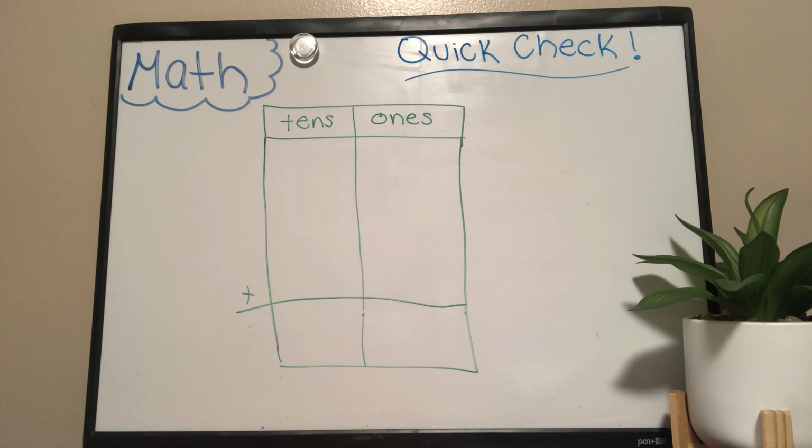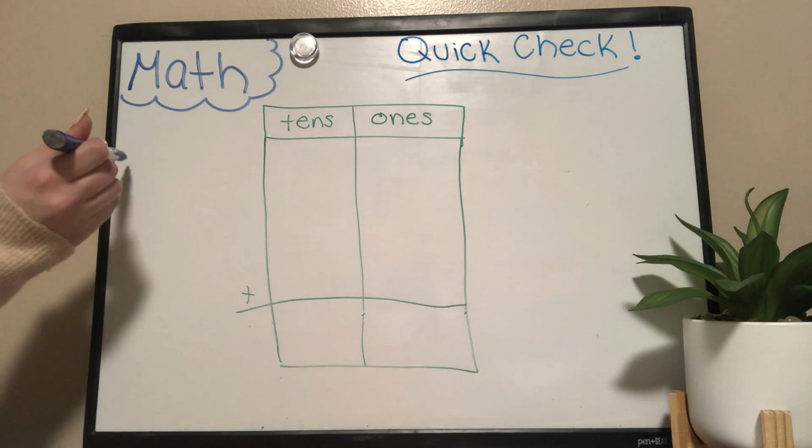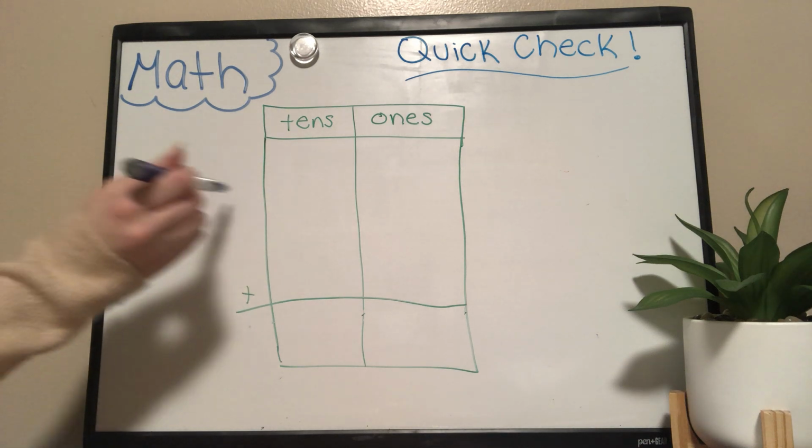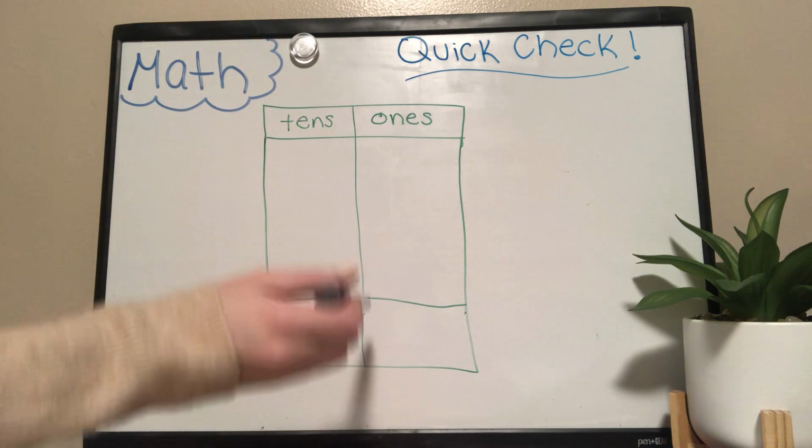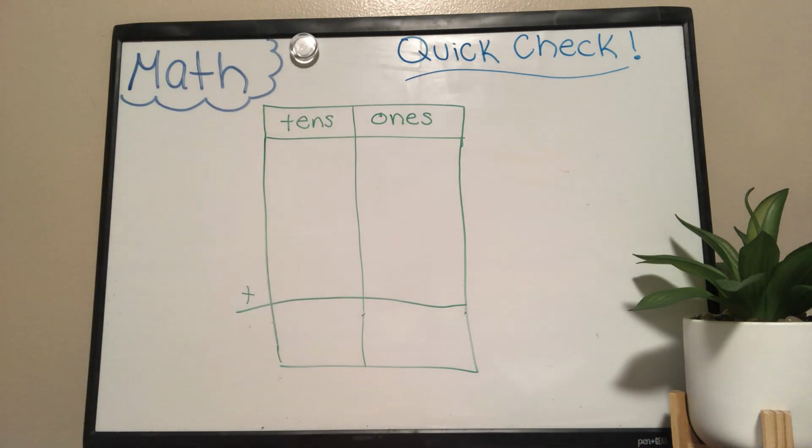Awesome. So the first three problems that we're going to do are rewrite to add problems. I'm going to write the math problems horizontally. Remember, horizontally means side to side. And then we're going to have to rewrite them vertically to add. Vertically means up and down. Cool beans?